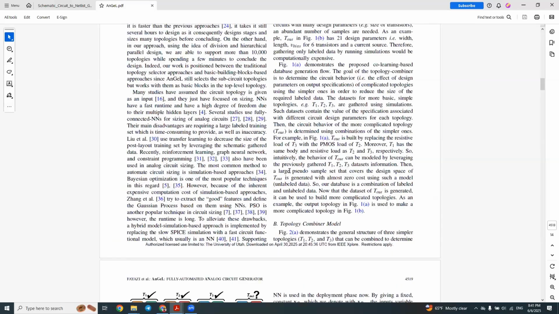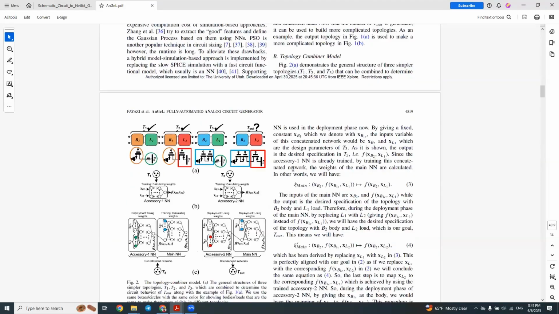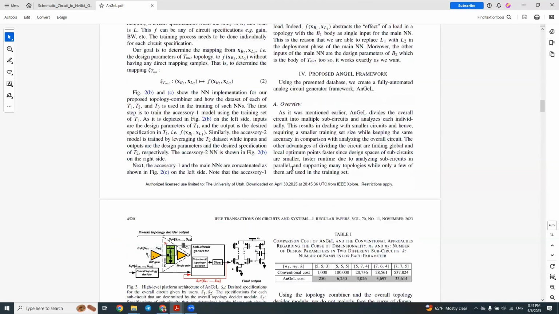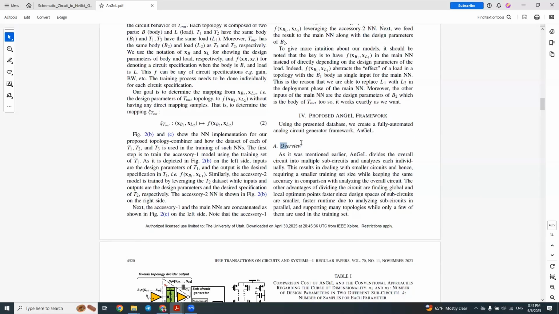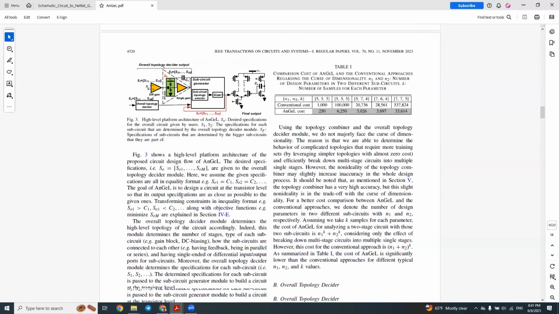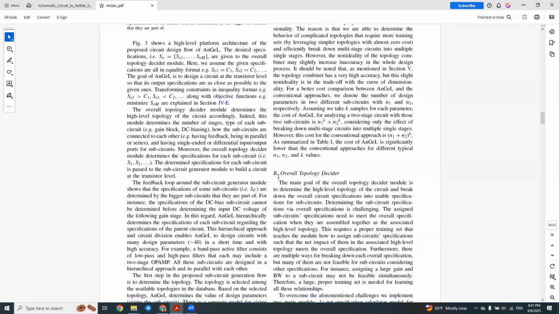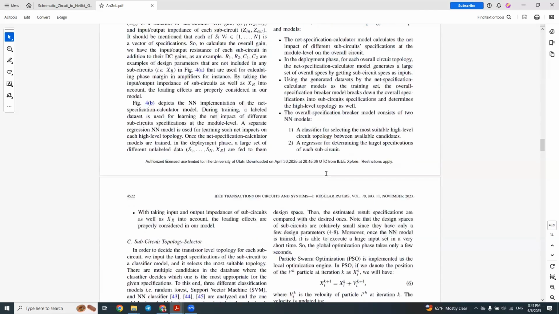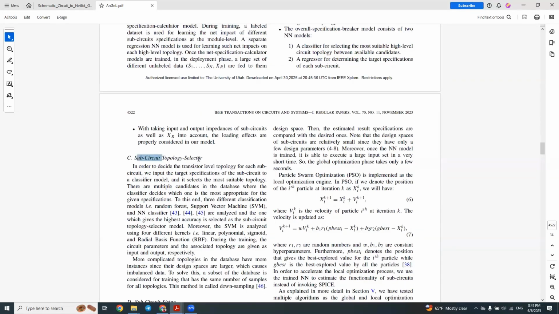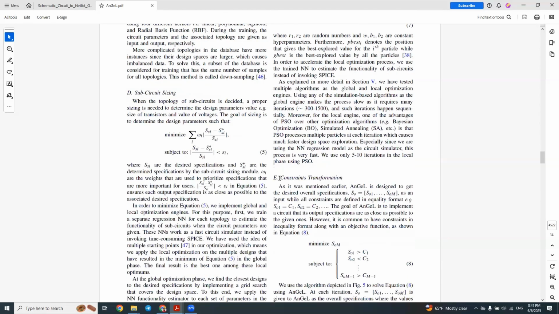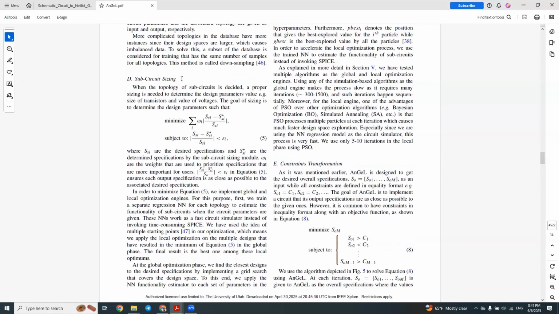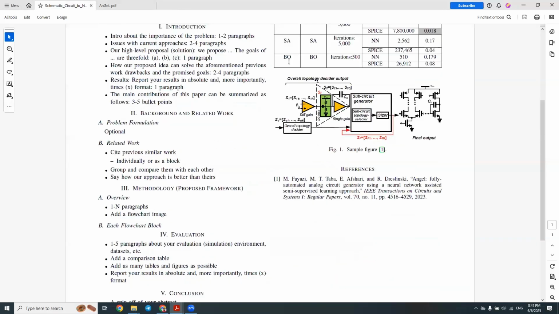Okay. So again, let's see the example of Angel. Here we say, okay, this is an overview. We talk about this flow chart. Then we talk about each of those blocks basically. Okay, this is the overall topology decider module. Then we have the subcircuit topology selector module, and then the other part, the circuit sizing, and so on and so forth. All right.